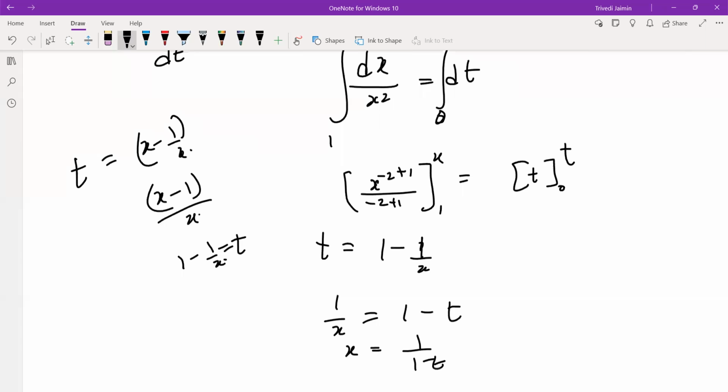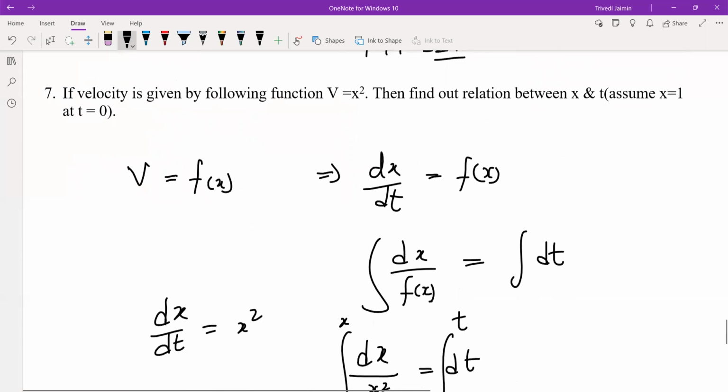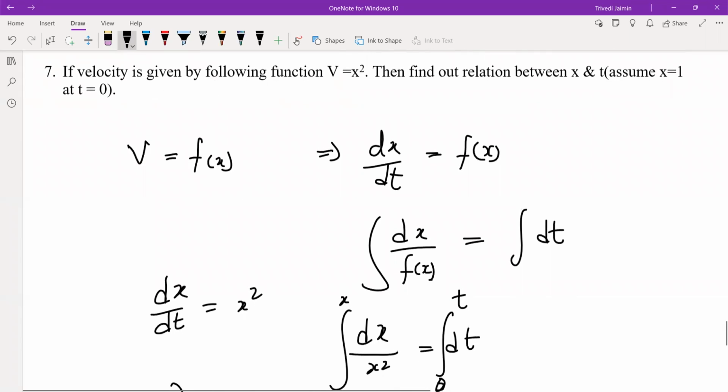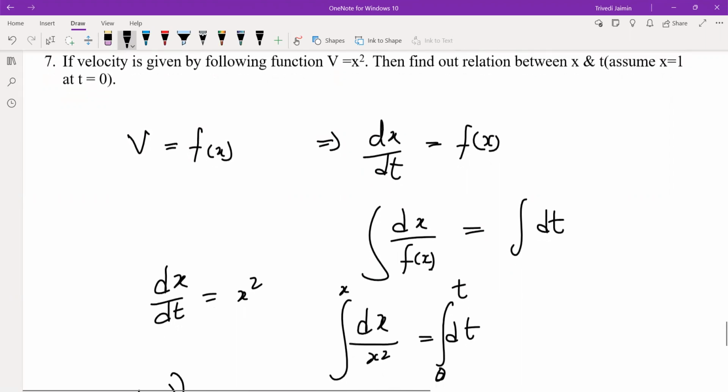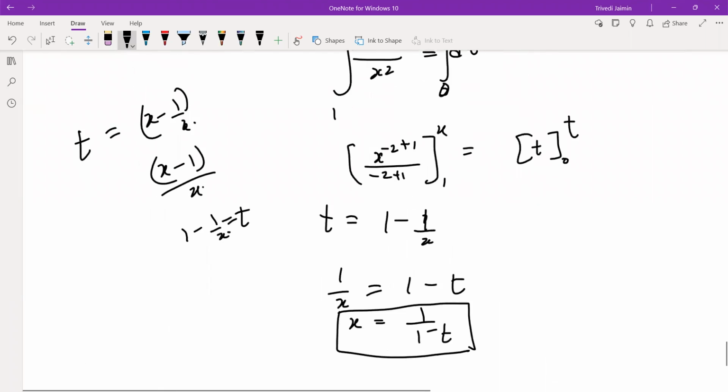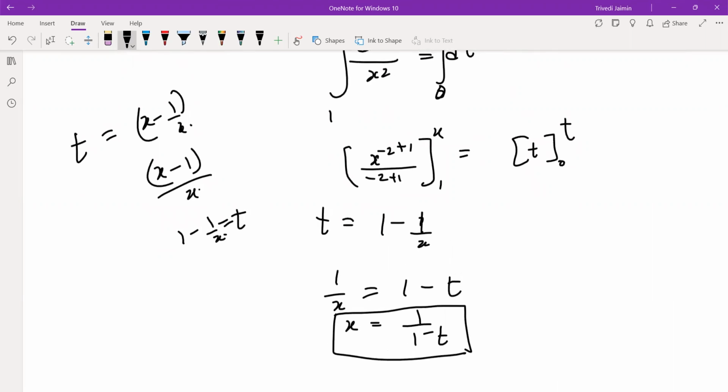Yes, we got x in terms of t. That's what the question is. Let's find the relation between x and t, so we will get x in terms of t. In the option, we have t in terms of x. But generally, we'll have the option as this one, x in terms of t.